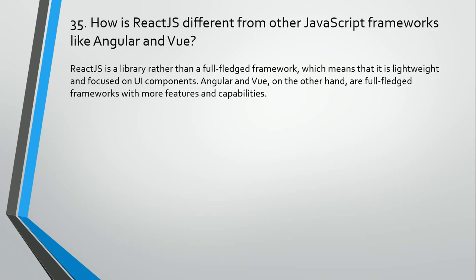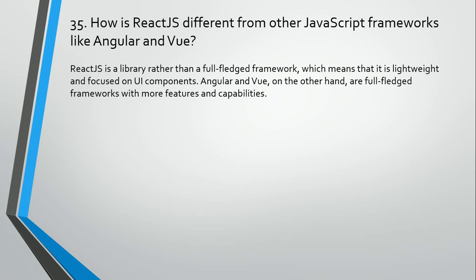So, question number 5 of the day: how is React.js different from other JavaScript frameworks like Angular and Vue? So look, first of all, ReactJS is a library rather than a full-fledged framework. Maybe you are all now familiar with this term, that React is a library, not a framework. Often these two words are used interchangeably, as if library and framework are the same, but there is a little difference.